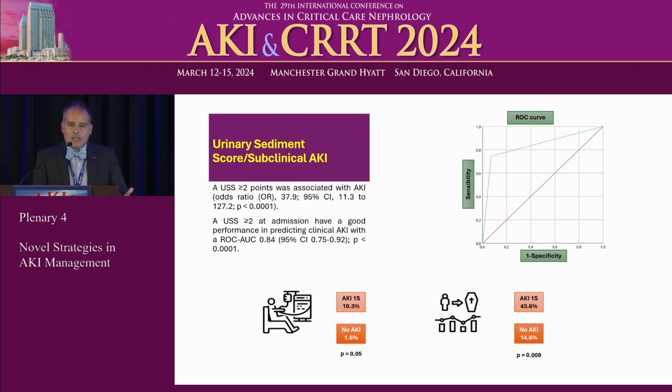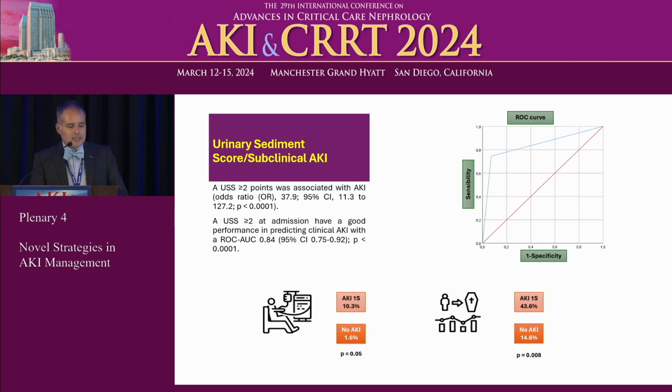So a urinary sediment score equal or higher than 2 at admission had a good performance in predicting clinical AKI, with an ROC AUC of 0.84. In terms of renal replacement therapy requirement, 10% of patients with subclinical AKI required renal replacement therapy during the follow-up. If you compare with patients who at admission did not have acute kidney injury, only 1.6% required it in the following 7 days, once they developed clinical AKI.